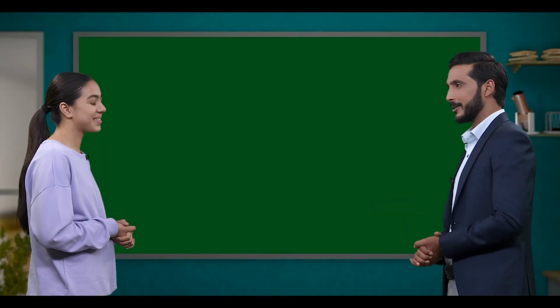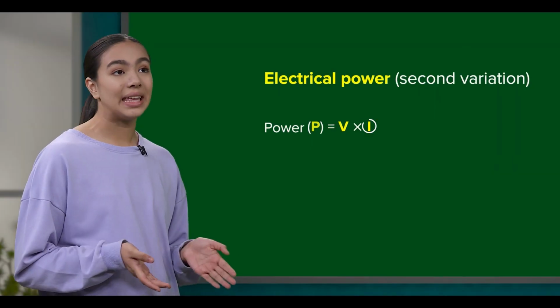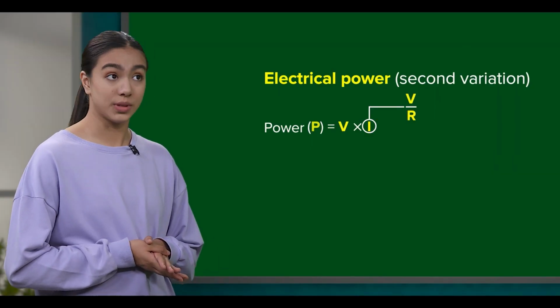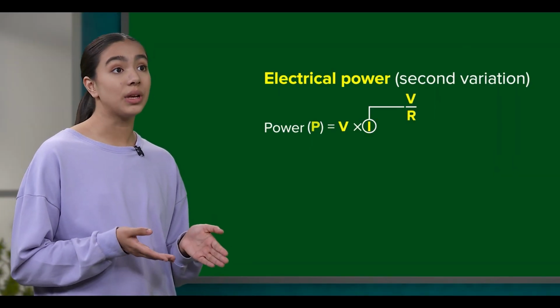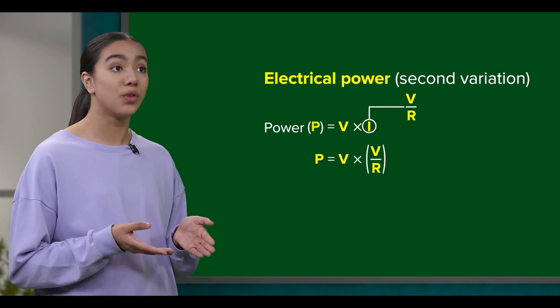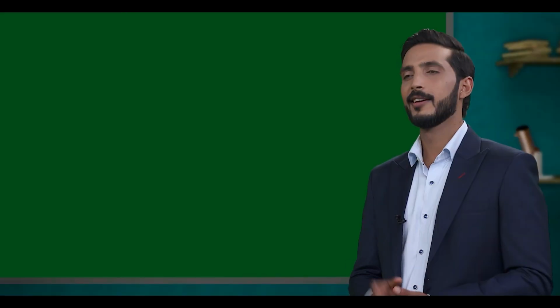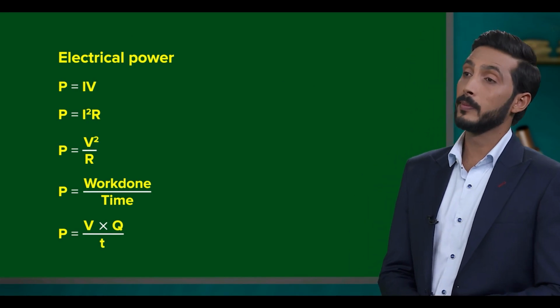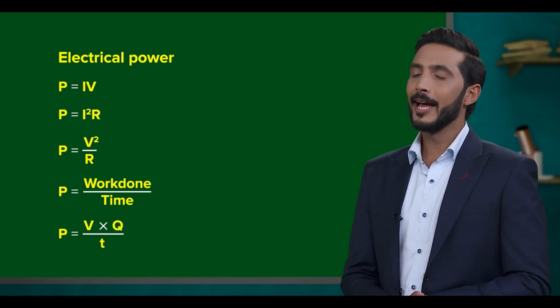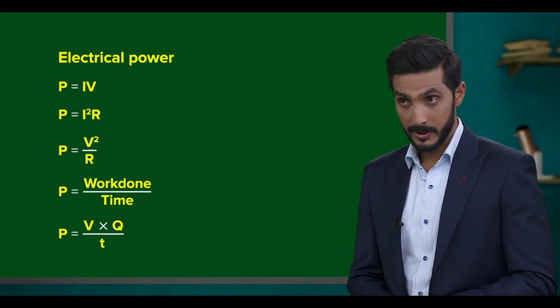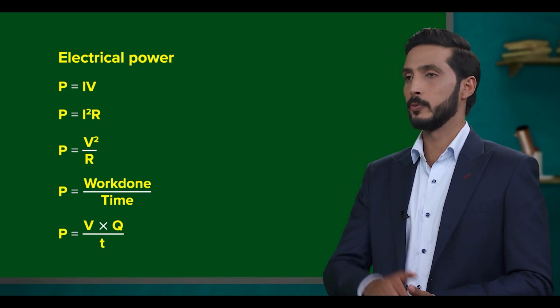Cool. For the next form, do we replace the current? Yes. Go ahead and try it. Easy peasy. Since I equals V by R from Ohm's law, we have power equals voltage times voltage by R, or V squared by R. Good job. Make sure you remember these versions of power. And don't forget power in terms of work done and charge as well.